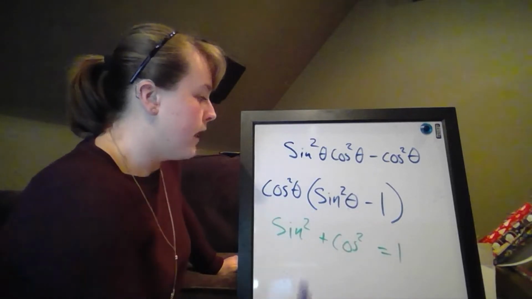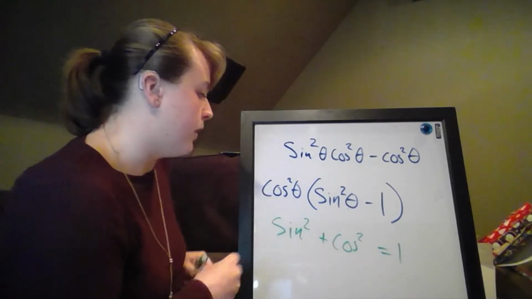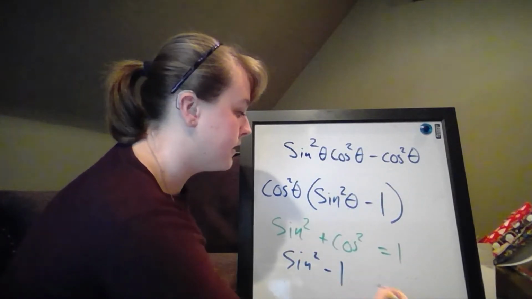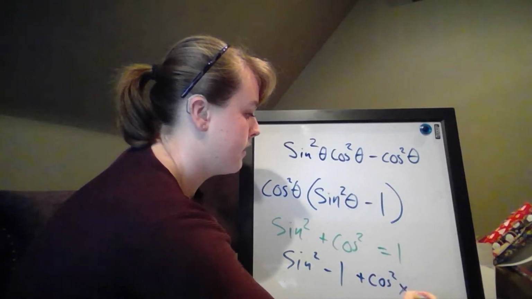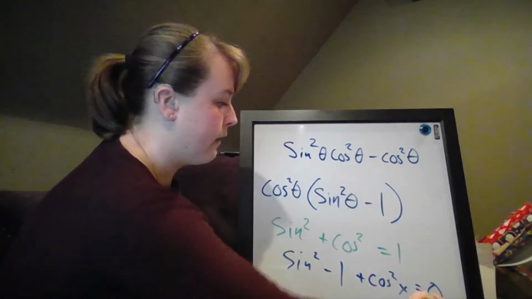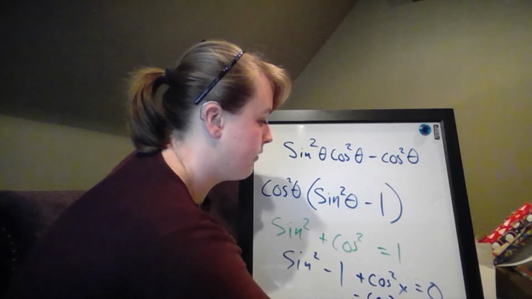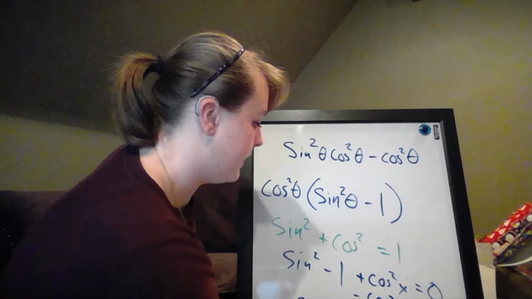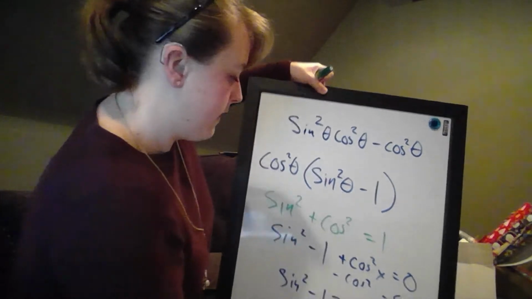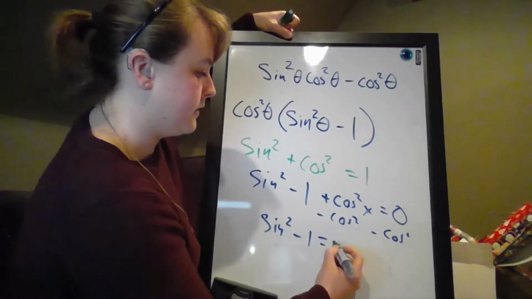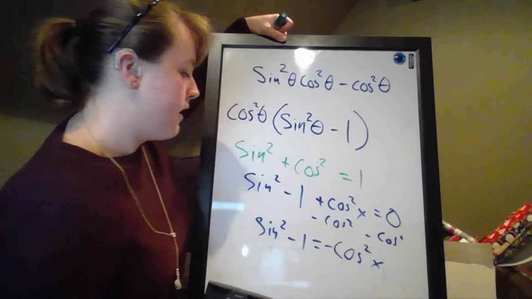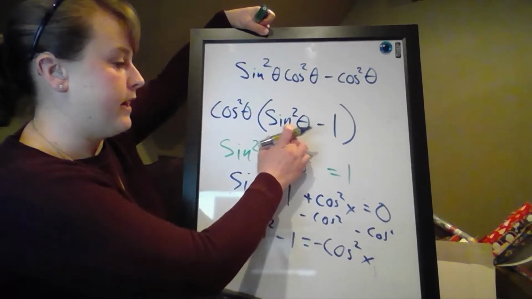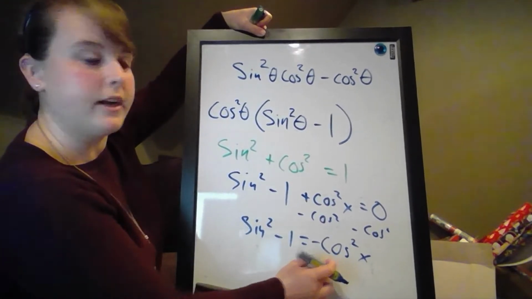So what I would do here is figure out how I can manipulate this to get it to look like this. Well, I need a sine squared minus 1, so I would subtract 1 over here and get sine squared minus 1 plus cosine squared equals 0. Then I would subtract cosine squared from both sides to get sine squared minus 1 equals negative cosine squared. So then I can take this sine squared minus 1 right here and replace it with negative cosine squared.